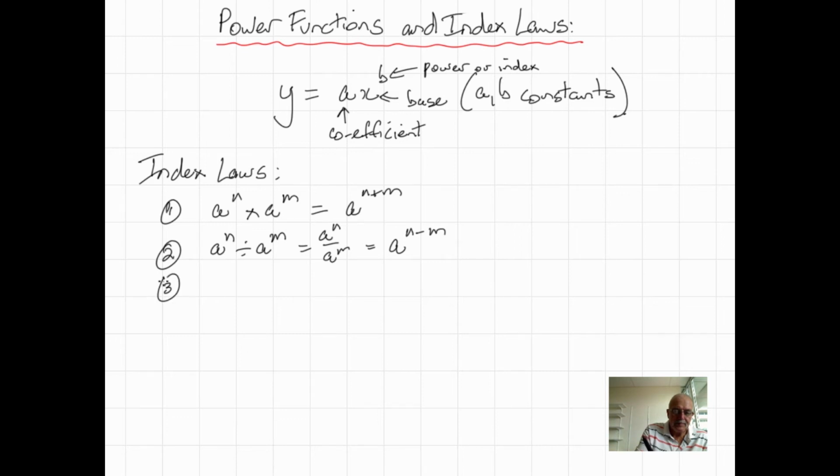Number 3, when you raise a power to another power, so a to the n raised to the power of p, is equal to, we multiply the indexes. Now we don't normally write the multiplication, we just say np, a to the np.